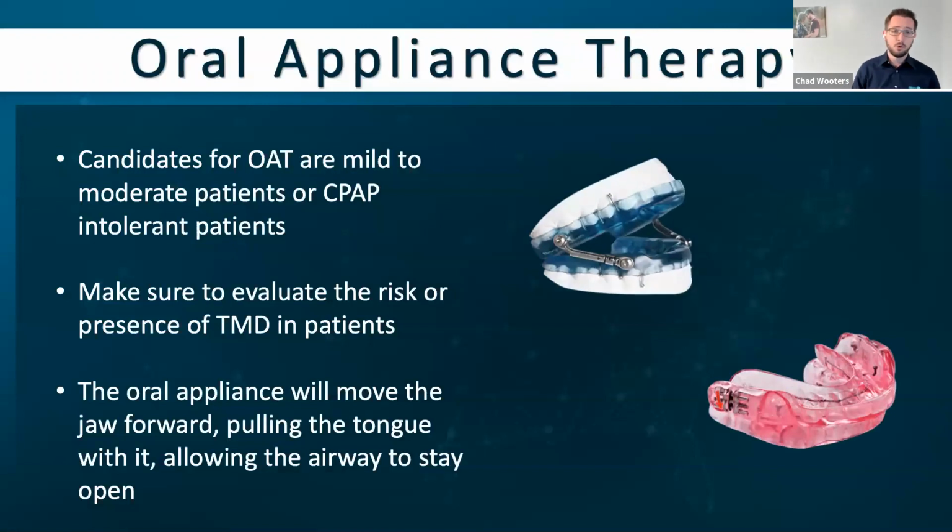So, candidates for oral appliance therapy from a primary treatment standpoint are those mild to moderate patients. You need to evaluate the risk and presence of TMD in those patients. And this is going to work by moving the jaw forward, the mandible. If the maxilla moves, you guys know, send that person to an urgent care or a surgery center because that's a problem. But when the jaw moves forward, the mandible, sorry, I said maxilla, I want to make sure I didn't say the wrong one. When the mandible moves forward, it's going to help move the tongue forward and actually keep the airway open. So that's going to be how we do this.